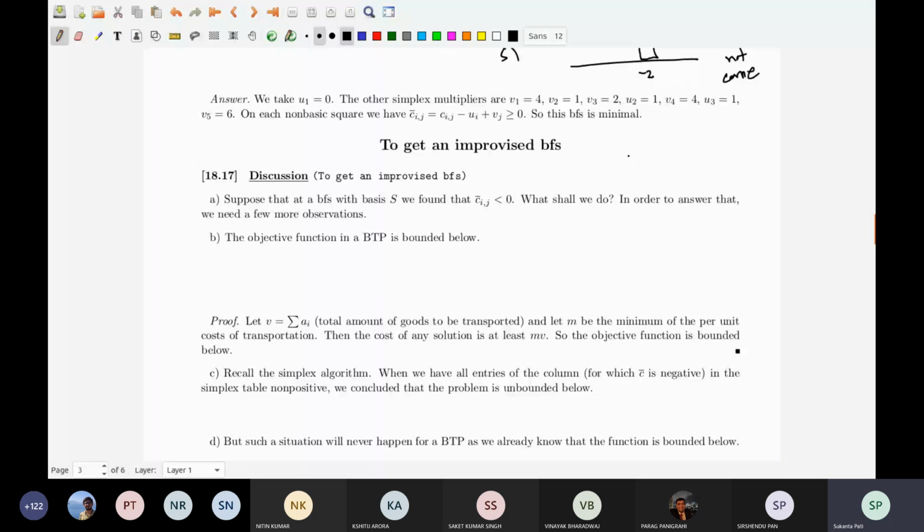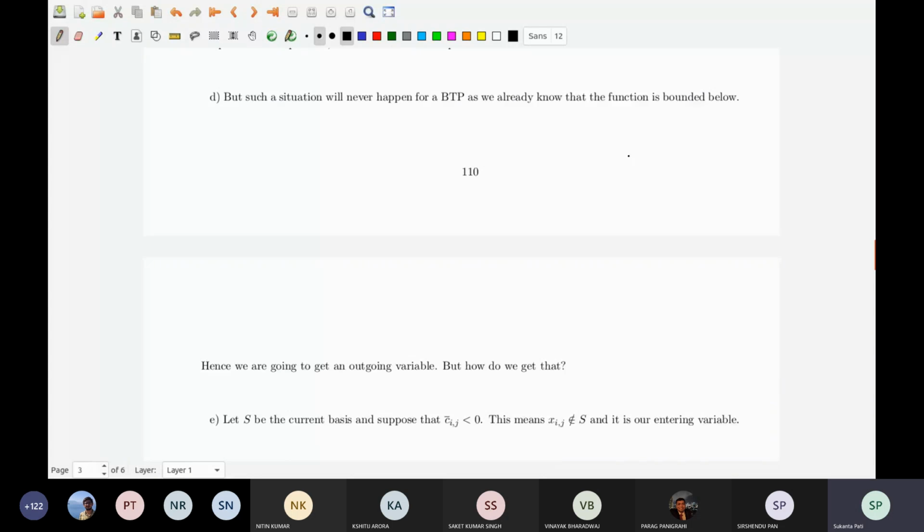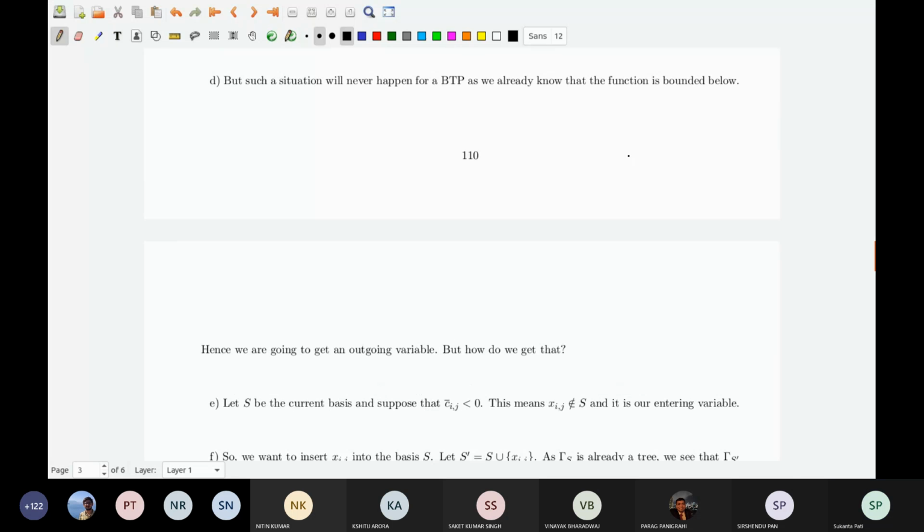Now, to get this outgoing variable, there is a simple graph theoretic technique. Remember, suppose that C bar ij was negative, and that means xij was non-basic. Currently it is non-basic, and you want to enter it. Right now its value is 0, you want to increase its value.